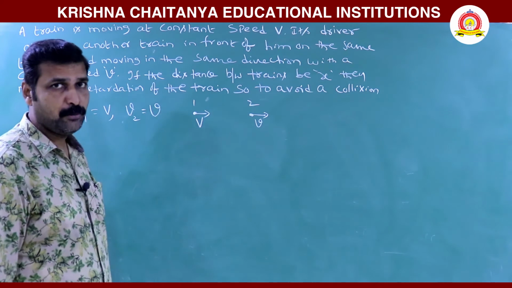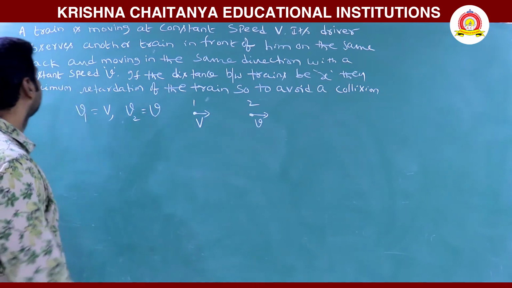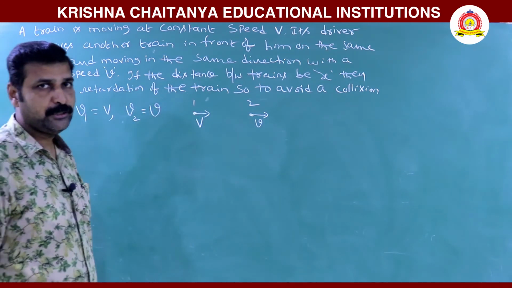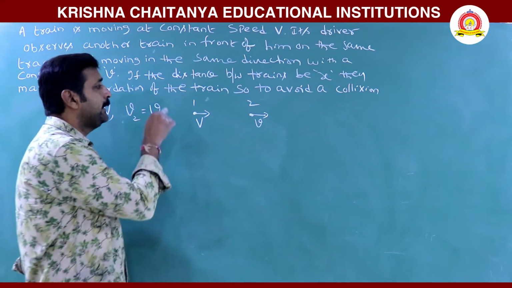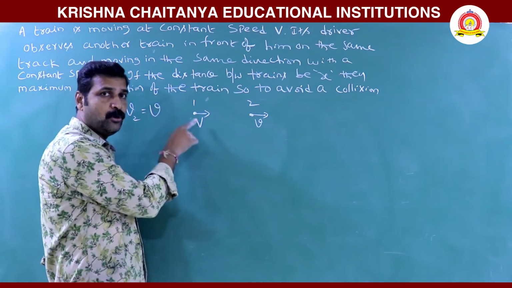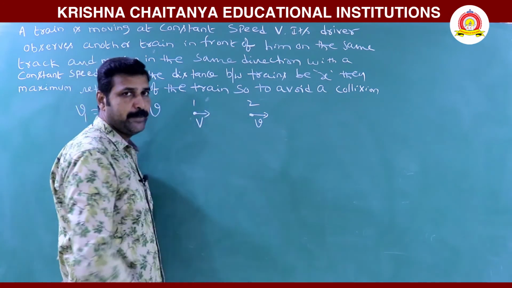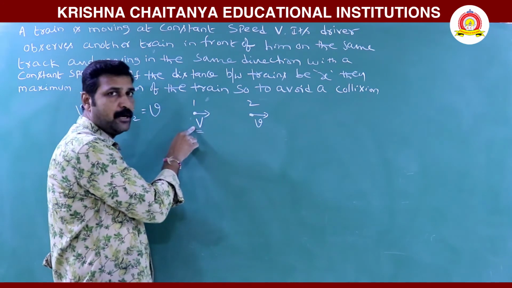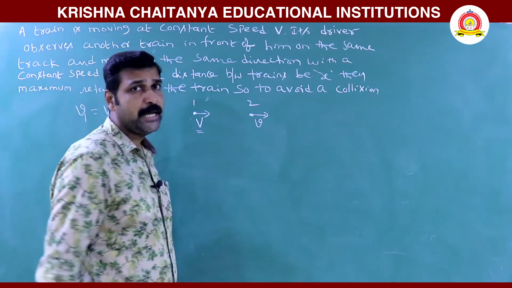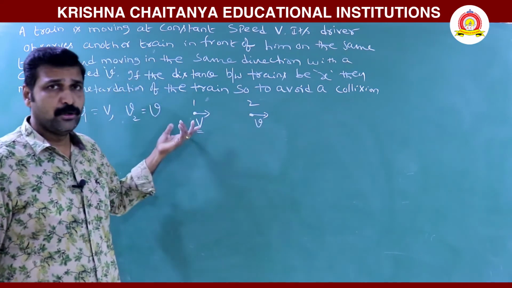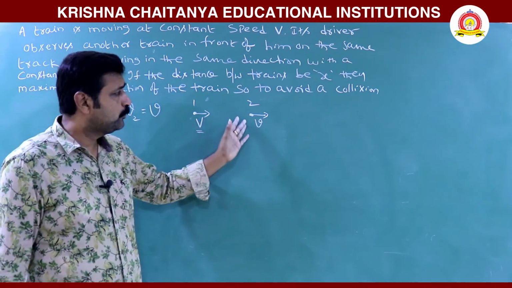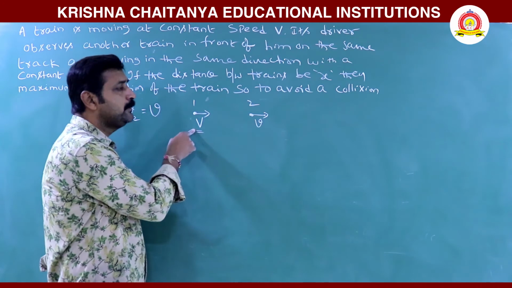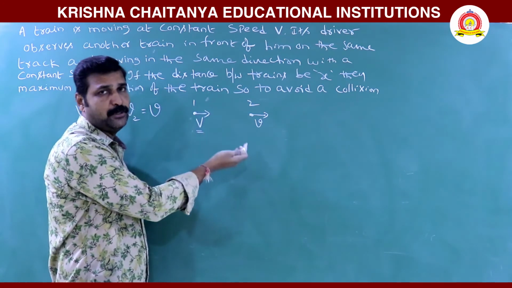Because in the given problem it was asked for the maximum retardation of the train so as to avoid a collision. Collision happens only when train 1 moves with more speed. So to avoid collision, it should retard. If train 2 has more speed, there is no possibility of collision. If it moves with low speed, again no possibility of collision.